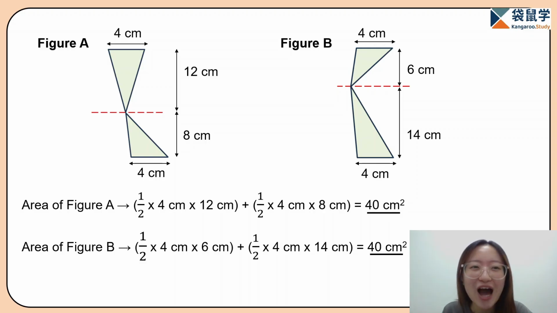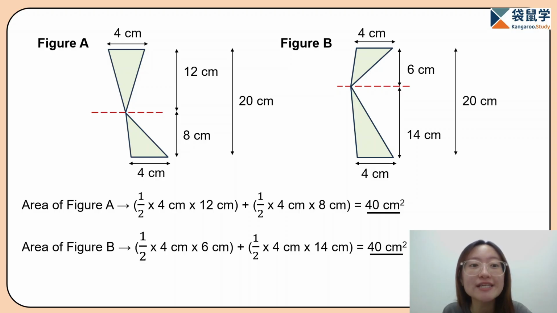Let's take a look. All triangles have the same base of 4. Now what about the sum of heights? The sum of heights in figure A is 20 centimeters. Now what about figure B? It is also 20 centimeters. So they have the same sum of heights. Their individual heights change, but the sum remains the same. So the total area also remains the same.